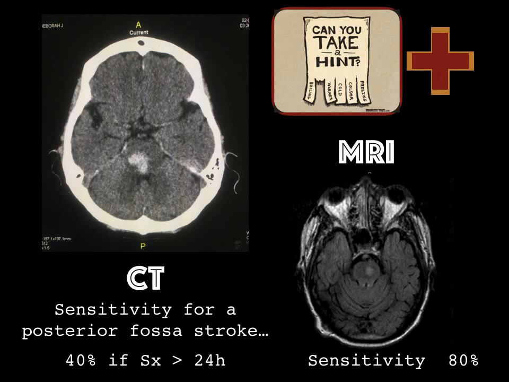And in the studies where they did this, they found a positive HINTS exam, and then they followed these patients, and at 3 or 6 months, they would repeat MRI them, and they found posterior strokes in these patients at follow-up MRI that were initially missed. So the MRI wasn't great up front.